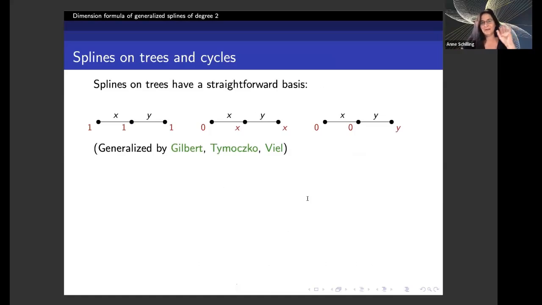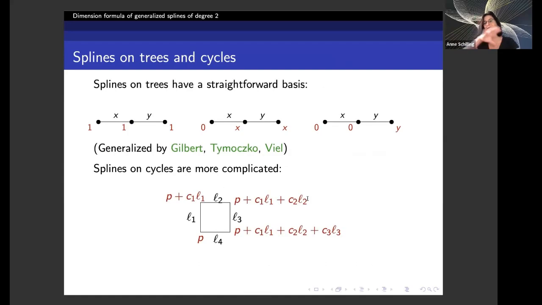But let's go back to the example that we had before. Here we had a very simple graph, and we saw that this was a basis for the splines of this edge-labeled graph. For trees, you can immediately generalize this, and you can get a very easy formula for the dimension of the splines. But it becomes more complicated when we have loops in the graph. Let me briefly explain why, and how we capture these conditions that arise when we have loops.